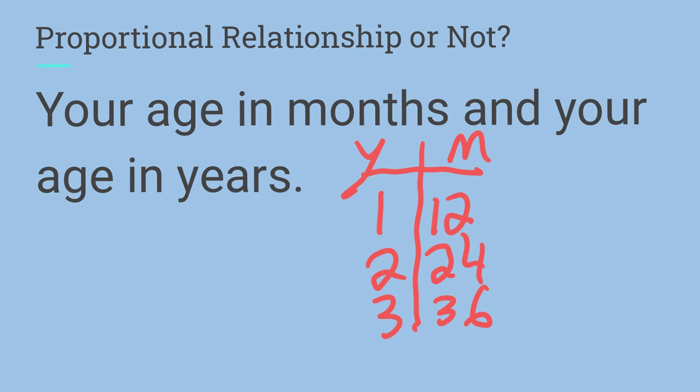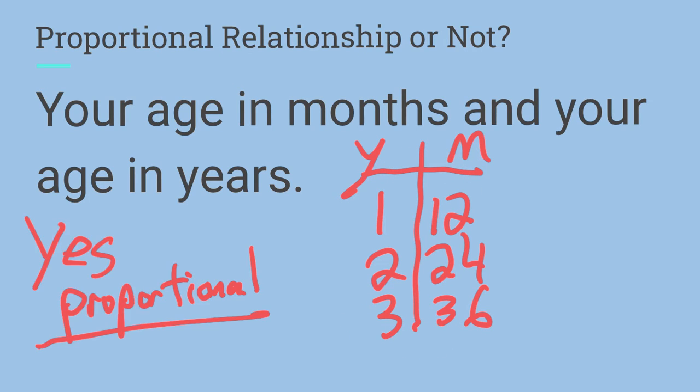All right, let's look at our last one. Your age in months and your age in years. So let's try the double test. If your age is 1 year old, that would be 12 months. If I doubled that, that would be 2 years and 24 months. So when I double my years, I also would double my months. And if you're 0 years old, you would be 0 months old. I would say yes to this one. Yes, it is proportional.